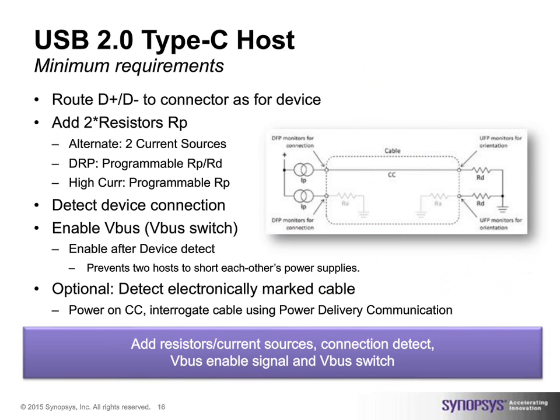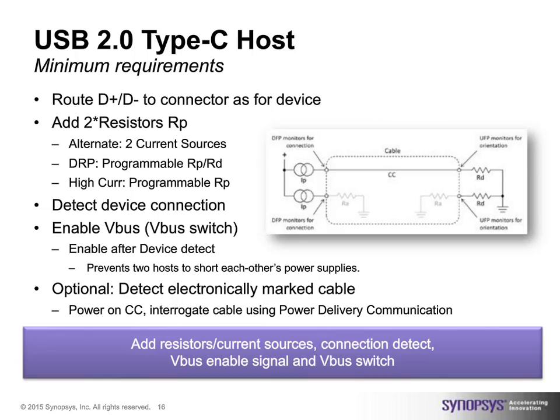So let's move beyond devices. What about if you're implementing a Type C capable USB 2.0 host? Yes, a host is getting more complicated, but it's not impossible. As for the device, you need to route your high-speed data lines to the connector, and you need to add your 2 resistors, pull-up this time.